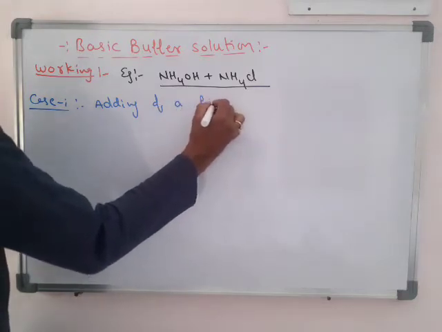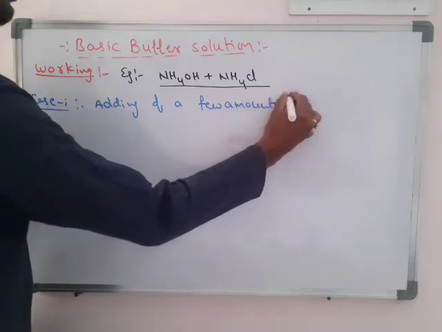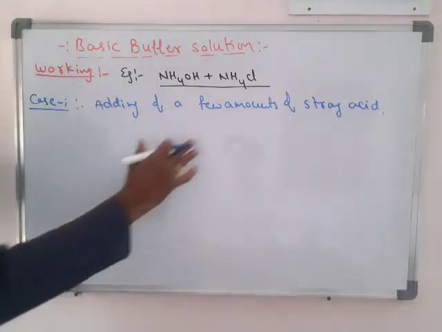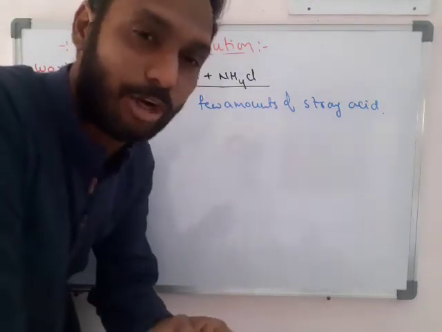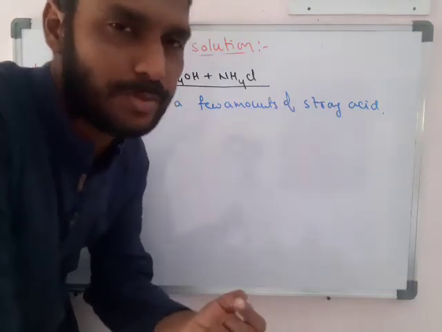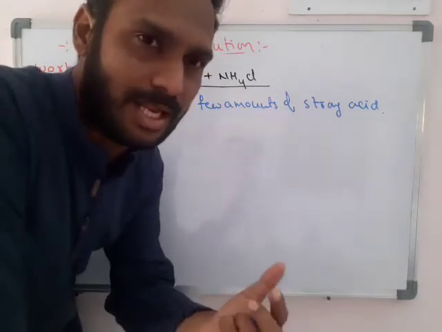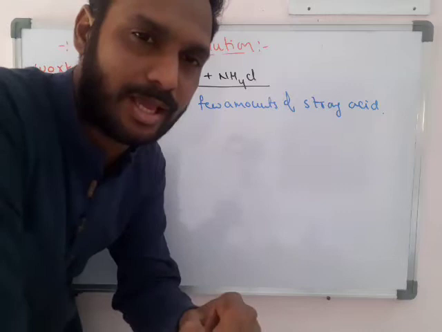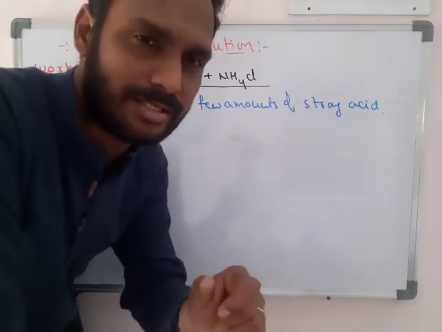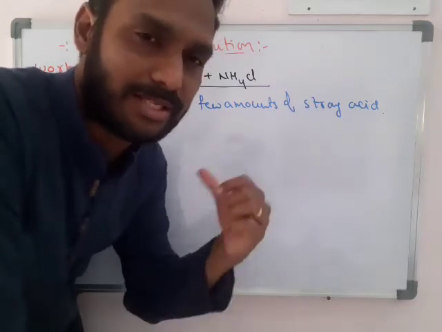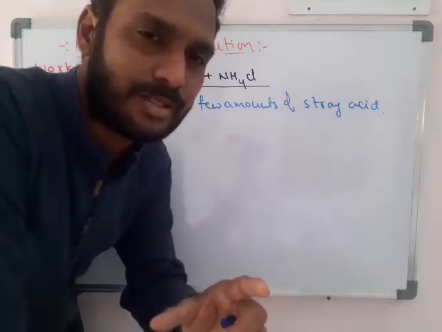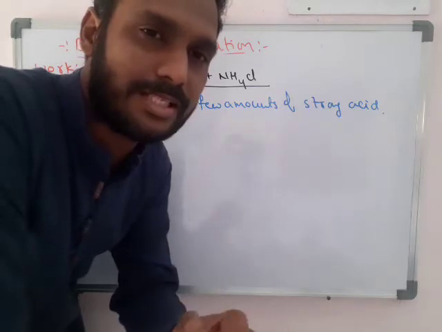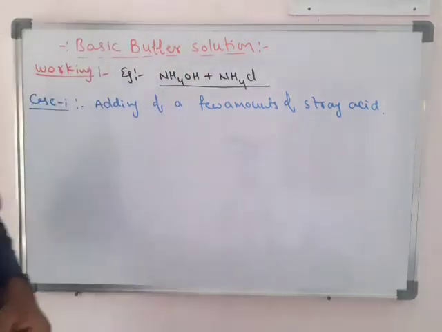Adding a few amounts of strong acid. What do we expect? After adding a strong acid, we expect the H plus ion concentration to increase. Originally the solution has a basic character, so its basic nature should somewhat decrease, because the acid releases H plus ions that neutralize some of the basic strength. But it is not happening. Why? When acid is added, H plus ions are released, but whatever H plus ions are released into the solution are taken by ammonium hydroxide.